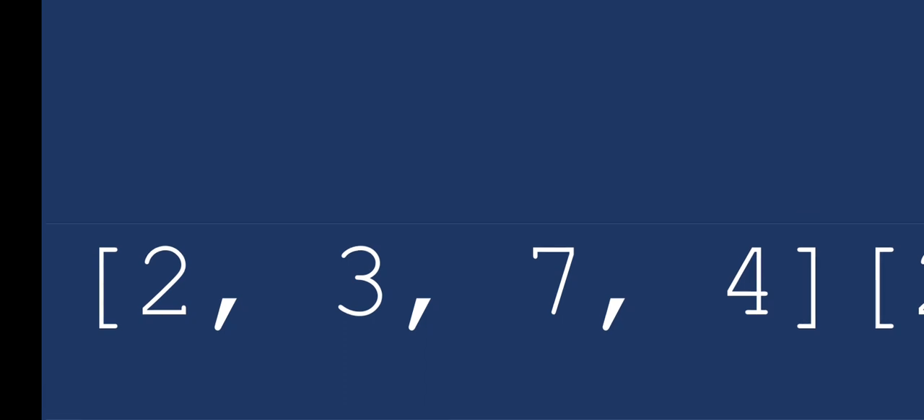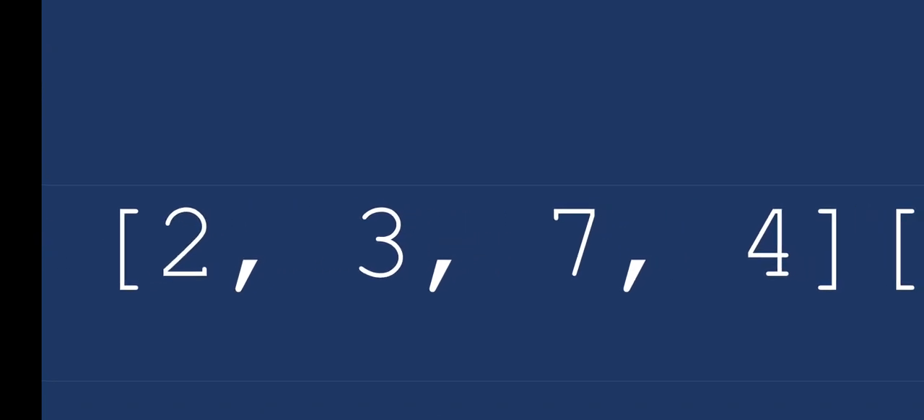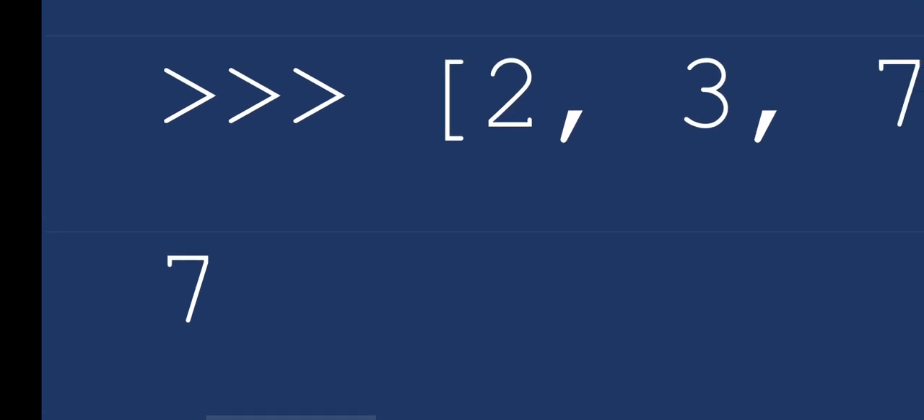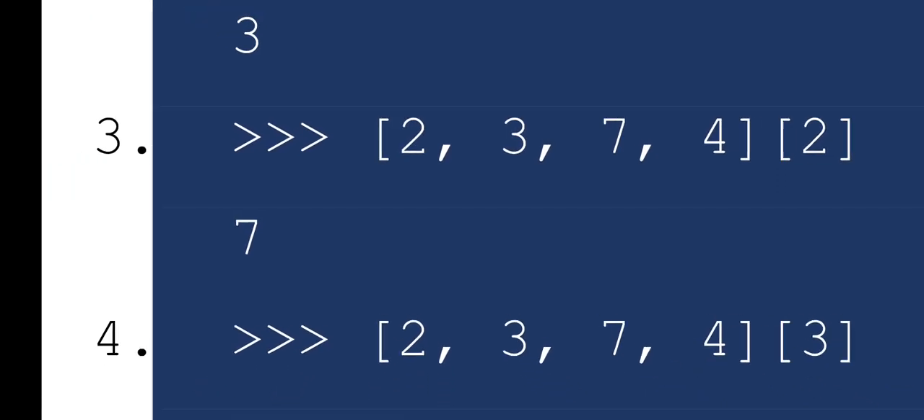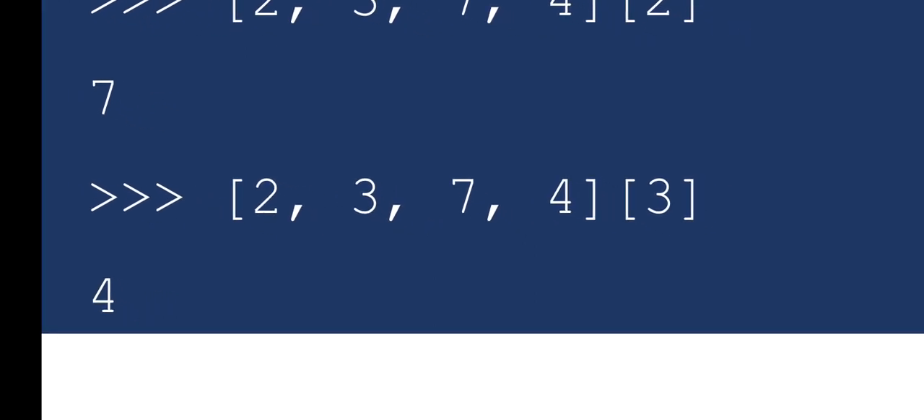Okay, and this is another list containing elements 2, 3, 7, 4, and we are trying to access the element at index 2. The element at index 2, 0, 1, 2, is 7. Okay, and this is the output. Can you see the output? And this is the last example. A list of 2, 3, 7, 4, and we are trying to access the element at index 3. The element at index 3 is 4, and this is the output 4.